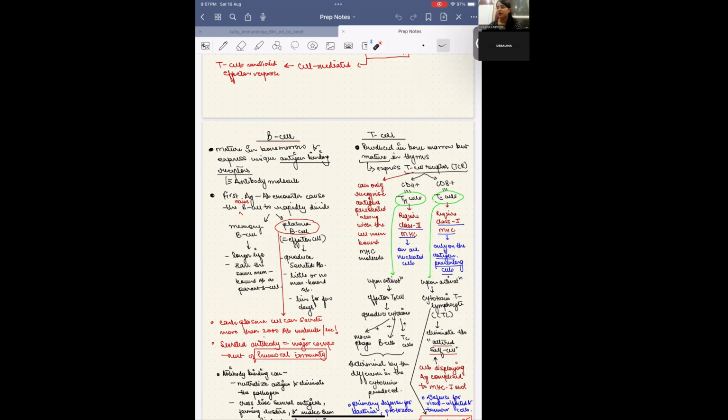For the B cells, what is known is that they form as well as mature inside the bone marrow, right? Inside the bone marrow, while maturing, they express certain antigen binding receptors. These receptors, when bound to the surface of the B cells, are known as B cell receptors, which is equivalent to what we understand as the antibody molecule.